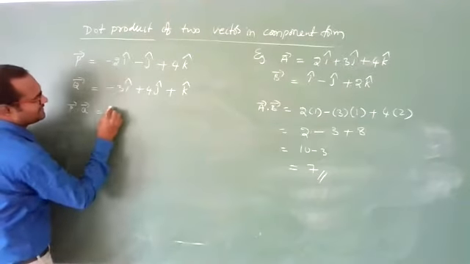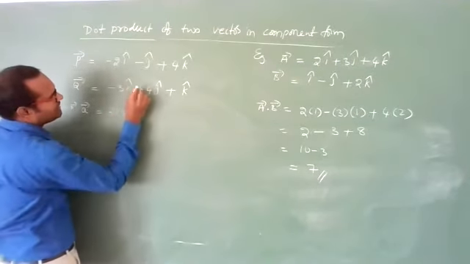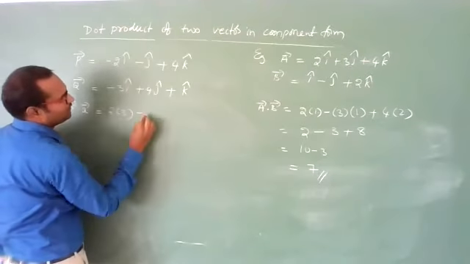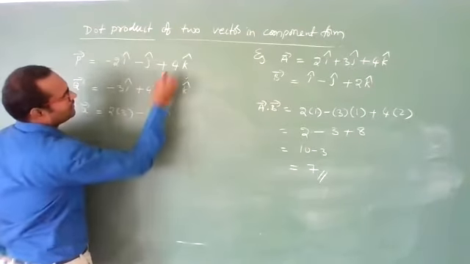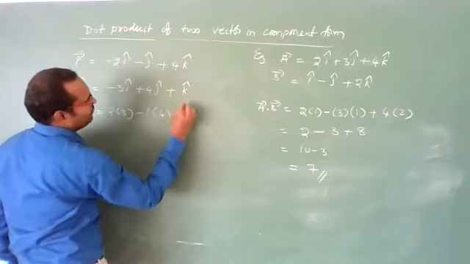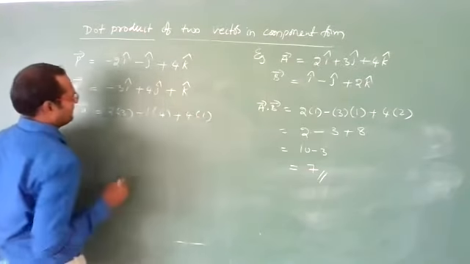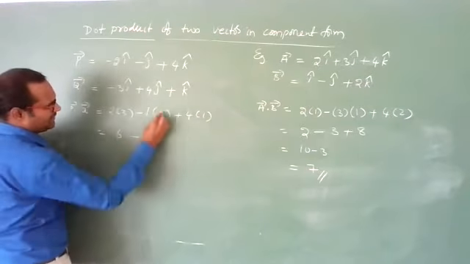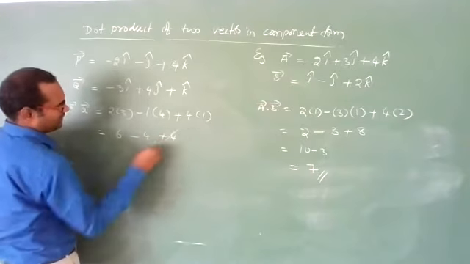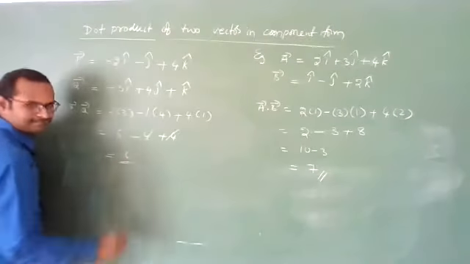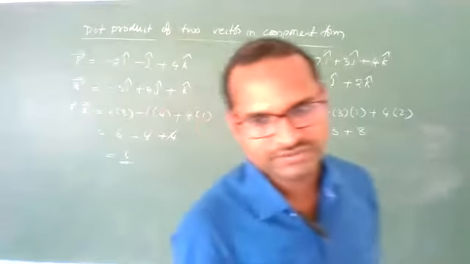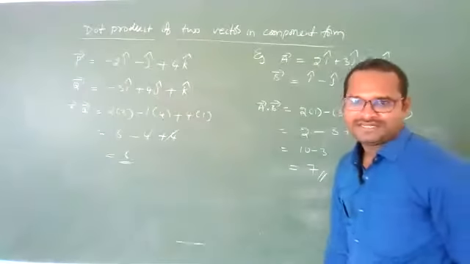2 3s are 6. Minus into plus is minus, 1 into 4. Plus into plus, plus 4 into 1. Here nothing is there, means 1 is there. 2 3s are 6, minus 4 plus 4, the plus 4 and minus 4 cancel. You will get 6 as the answer. Good. Like this you will get.